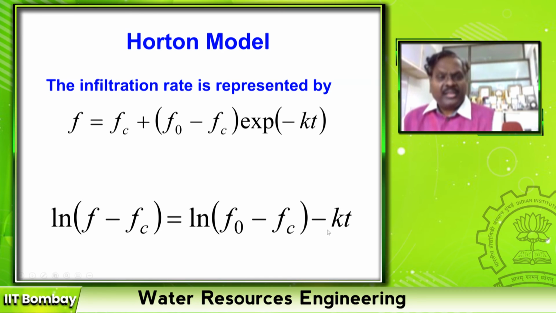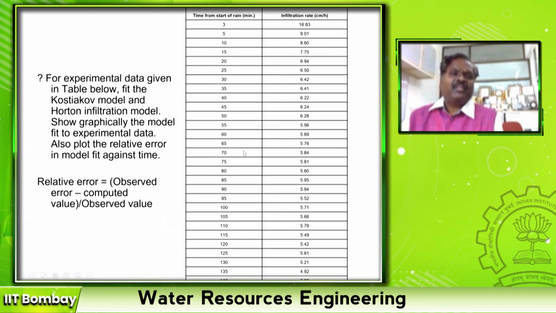Now you plot a graph between this value and the time, right? The slope is a negative slope because it is asymptotically reducing. The slope is the K value, and where it intercepts the y-axis is the value of F naught minus FC, from where you can work out your F naught value also, right? So I am just explaining with experimental data which you did in our hydraulics lab, or some reference books also it is available.